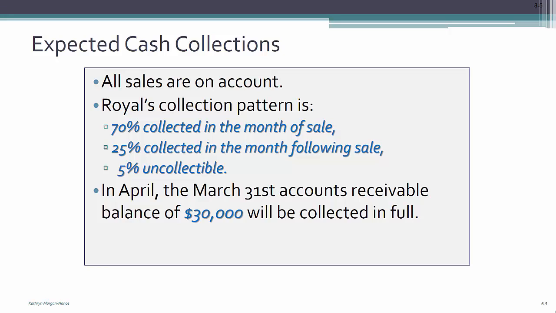Let's assume the company collects 70% of the sales revenue in the month of sale, 25% in the following month, and estimates that 5% of all credit sales will prove to be uncollectible. In other words, Royal will never collect the 5%, so you will not see that amount in the schedule of expected cash collections. And here's another assumption. At the start of the quarter, Royal had $30,000 in accounts receivable that were deemed to be fully collectible. Let's prepare the budget of expected cash collections on sales next.